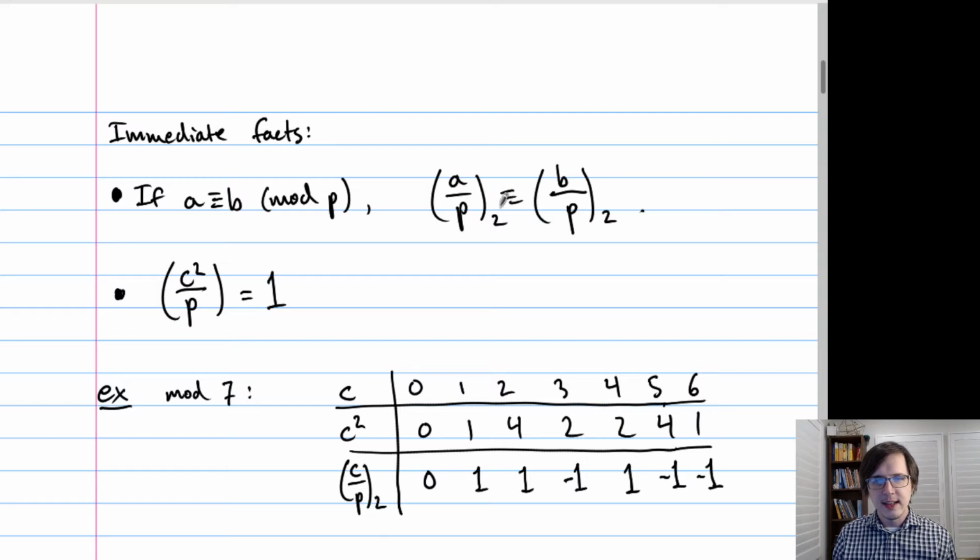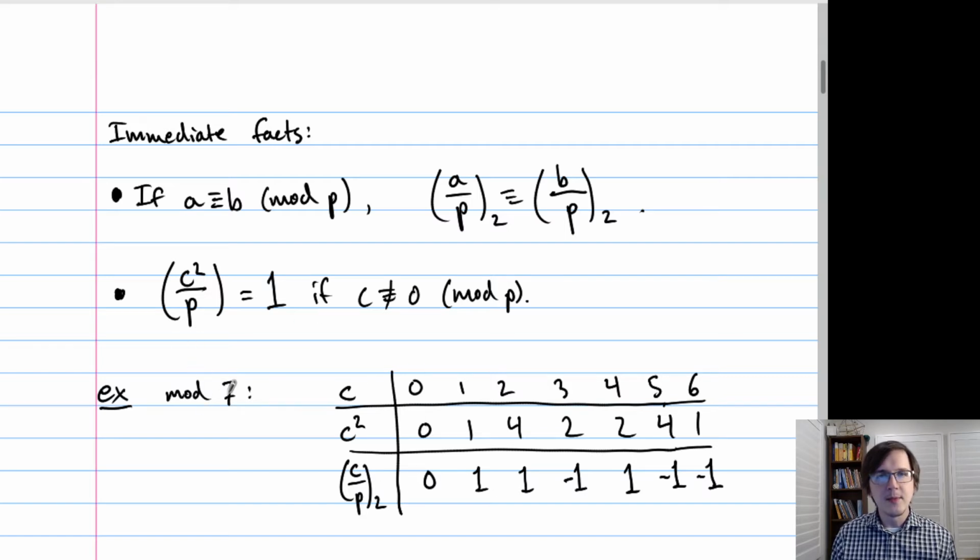The first is that we can change the top of the Legendre symbol to another number that is congruent mod P, and that's just because whether a number is a residue or not is an invariant under which element of the congruence class it is. Also, if we have a square, then it's 1. Oh, well, not quite. This should be if C is not congruent to 0 mod P. Because if C is 0, then the Legendre symbol is 0, even if you square 0.